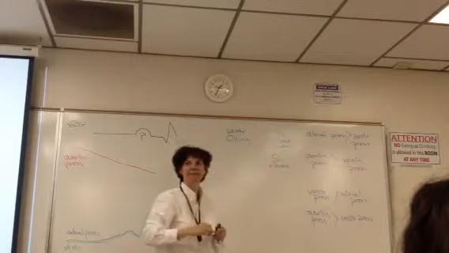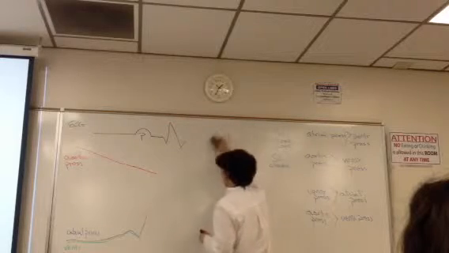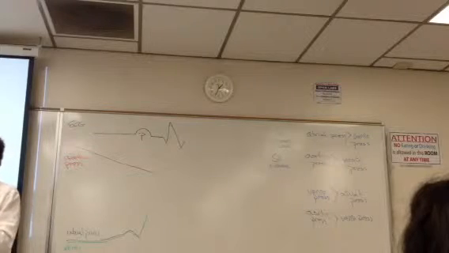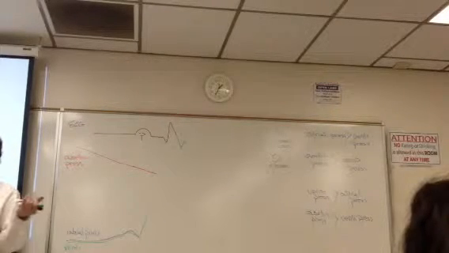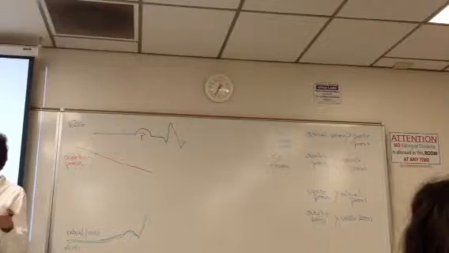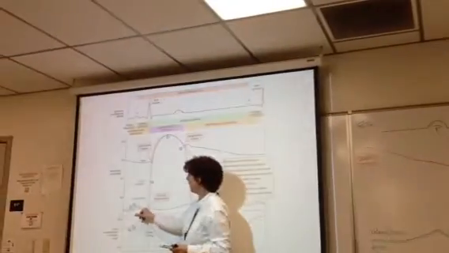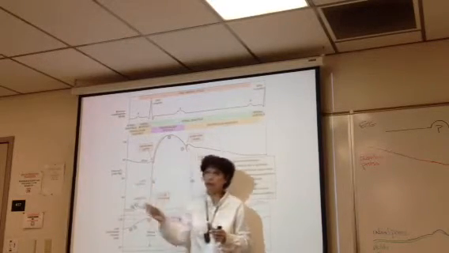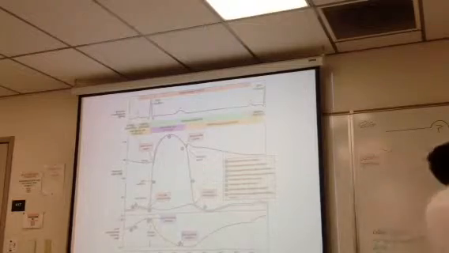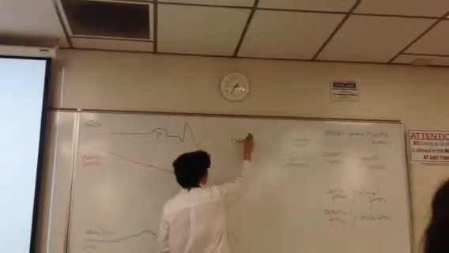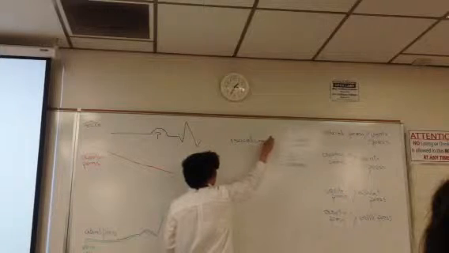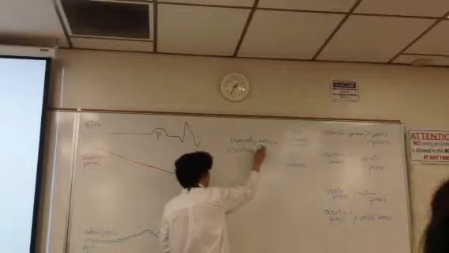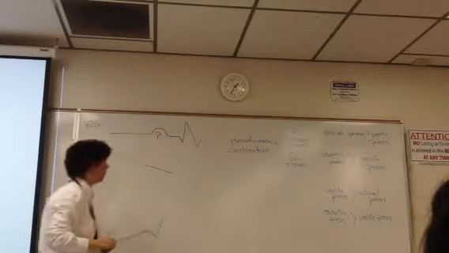So with both the semilunar and the AV valves closed, is there any blood coming into the heart or leaving the heart? Can't, because all the valves are closed. So this period, from the time the AV valves close until the semilunar valves open, is a very narrow period of time, but it's called isovolumetric. The ventricles are contracting, so it's called isovolumetric contraction. The ventricles are contracting, but there's no change in blood volume.